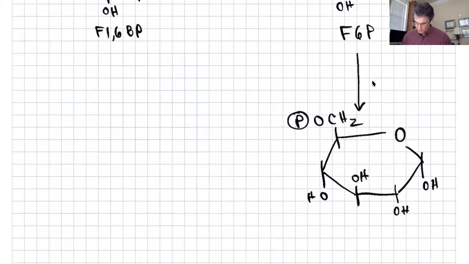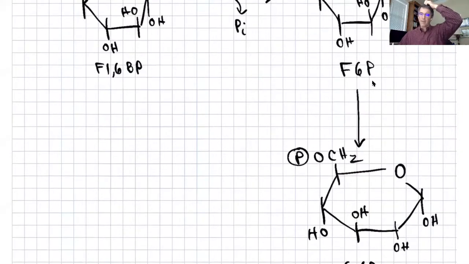Which is, of course, glucose 6-phosphate, right? The enzyme that runs this is the one that's going to bypass the mutase reaction at the top of glycolysis. This is, of course, phosphoglucoisomerase, right?